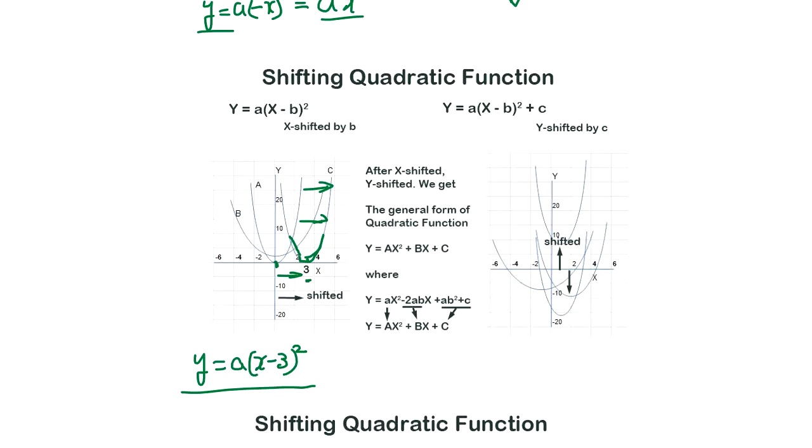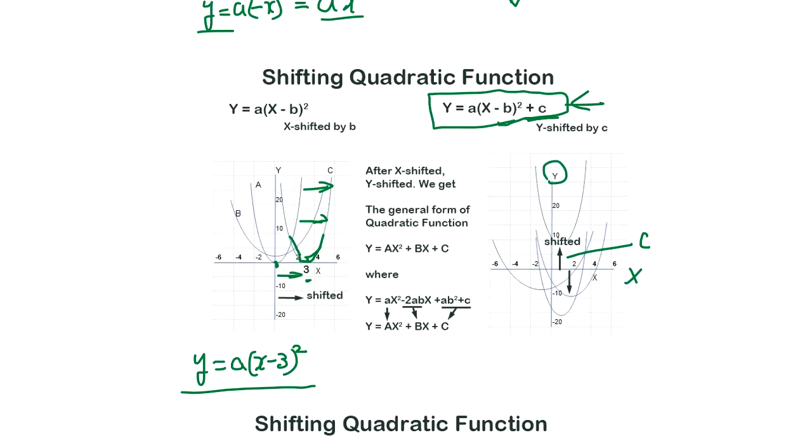Now, if we shift in the y direction, then it's going to be adding a c for the amount of shifting in the y direction, right? So it's going to be like this. So this tells you where the curve is on the graph of x and y, right?